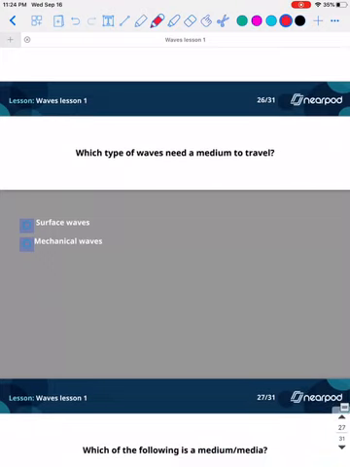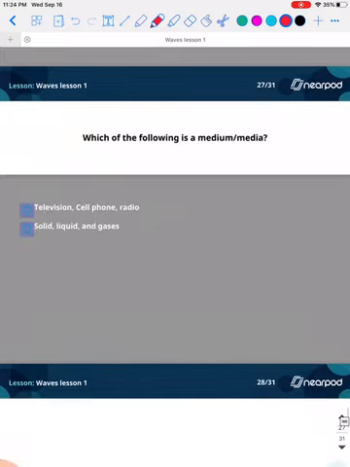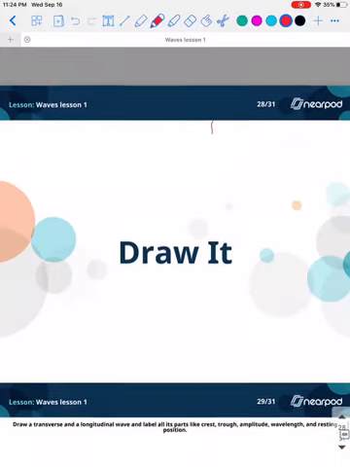And which type of waves need a medium? Well, that's mechanical. Remember, mechanical mediums. Because we make jokes in this class. Okay. Which of the following is a medium or a media? That's going to be solid, liquid, and gas. Waves do not need a television, cell phone, or radio to travel. They need them to travel too, but they don't need them to travel. So solid, liquid, and gases are our mediums.